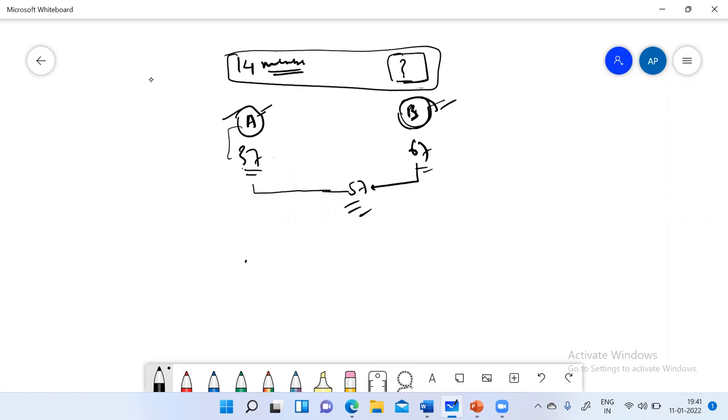Tell me. 2:1. Sir, 1:1 होएगा. Yes, A is 1 is to 2. हाँ, so 1:2, sorry. I told you that this figure will go this side and this will go this side. So if gap is being divided, hello?